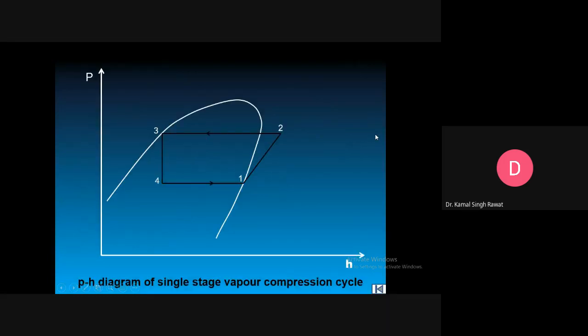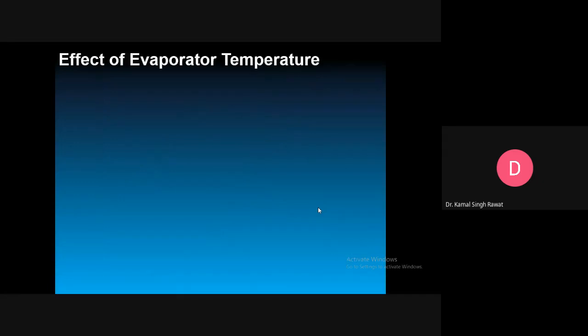And we have also seen the pH diagram. So this is the pH diagram. First, process 1 to 2 is isentropic compression, then 2 to 3 is isobaric heat rejection, 3 to 4 is isenthalpic expansion, and 4 to 1 is isobaric heat absorption. So the COP is H1 minus H4 divided by H2 minus H1, where H1 minus H4 is the heat absorbed and H2 minus H1 is the work. And we have also seen the effect of evaporator temperature. We have already discussed this.